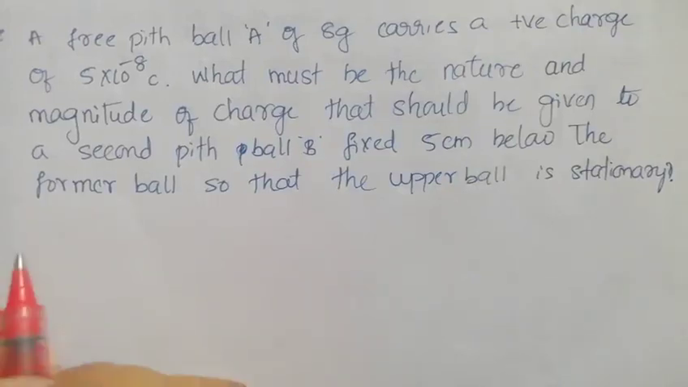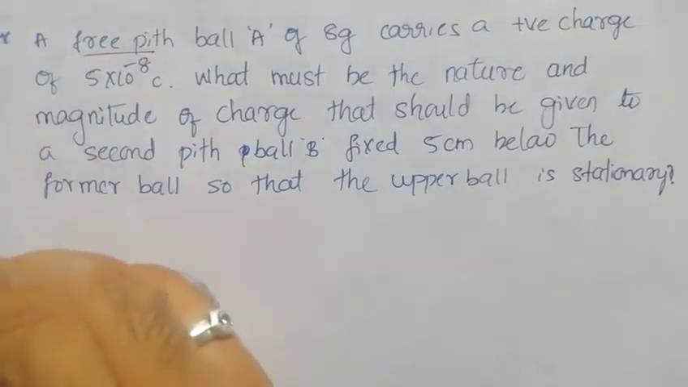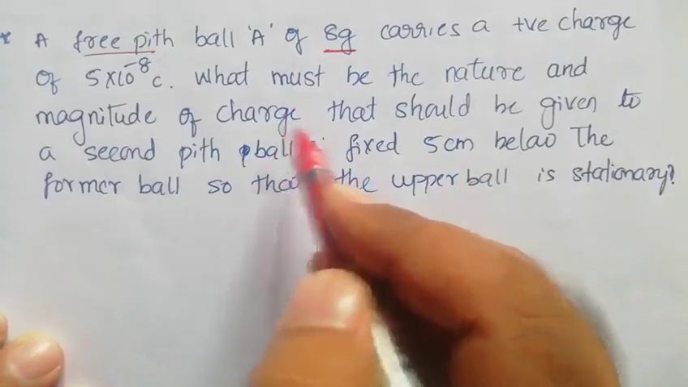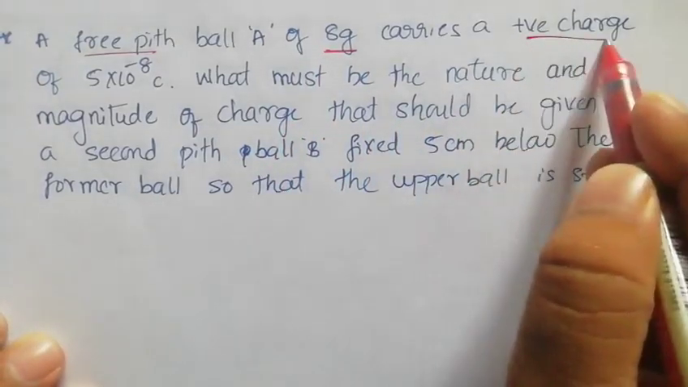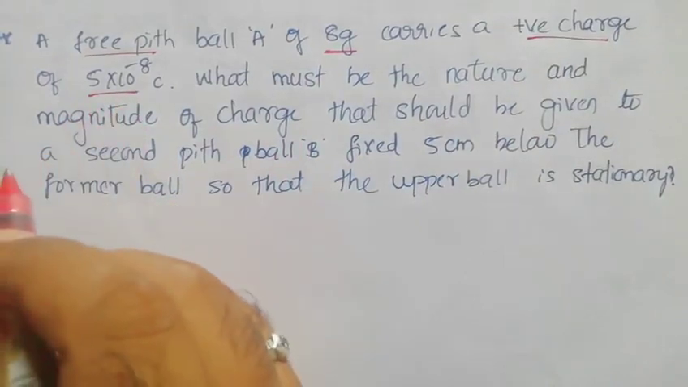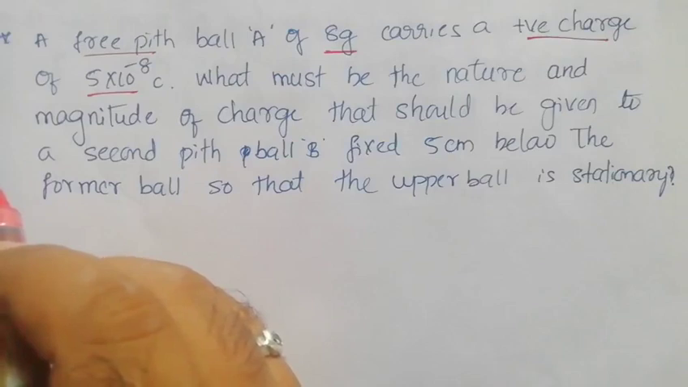The question says: a free pith ball of mass 8 grams carries a positive charge. Its value is 5 into 10 power minus 8 coulomb. So a pith ball of mass 8 grams carries a charge of 5 into 10 power minus 8 coulomb.